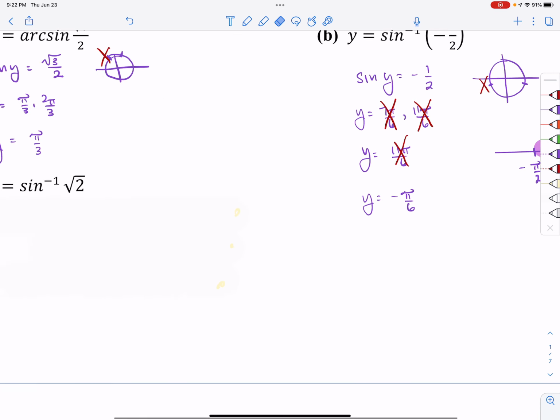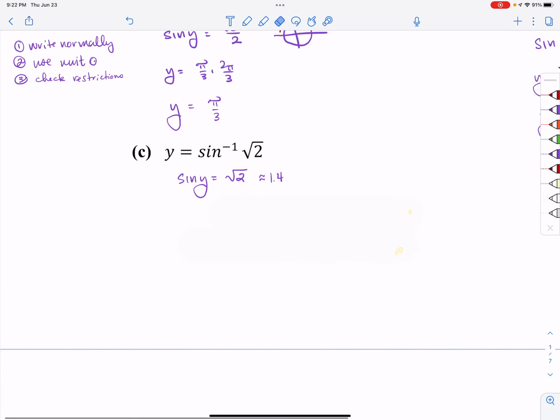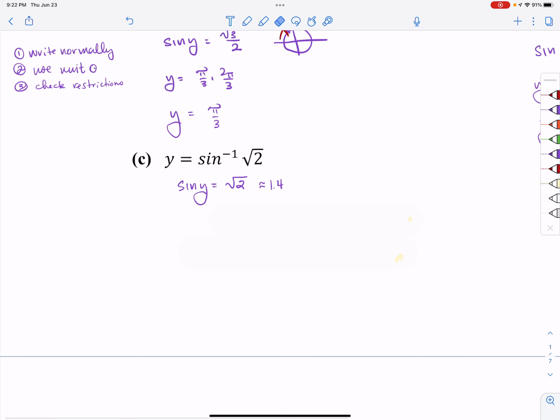All right, let's take a look then at part C. For part C, again, let's go ahead and write it normally. This one is not off of the unit circle, so in my little how-to here, there's no way I can use the unit circle. So one thing that you could do here is actually use your calculator, and type into your calculator sine inverse, that's second sine, of the square root of 2, and what's going to happen is you'll get an error in your calculator. The reason for that is the value of root 2 is 1.4.